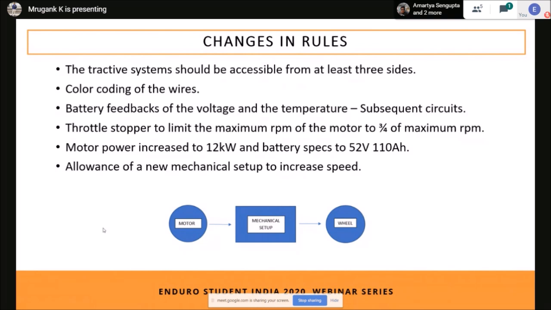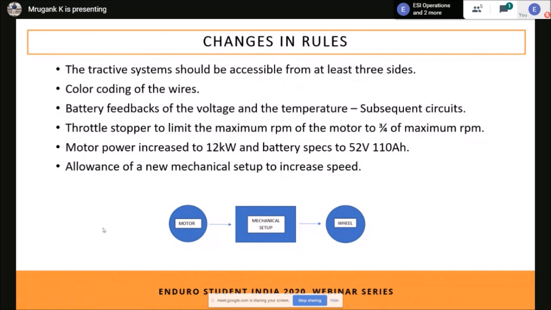The next major important change in the rule is the allowance of a new mechanical setup to increase the speed. So you can have a mechanical setup or an electromechanical setup between the motor and the wheel, basically to increase the speed. This setup will be much similar to the CVT in the combustion category. Now, this setup should be explained very well in the ESF that the team has to submit.